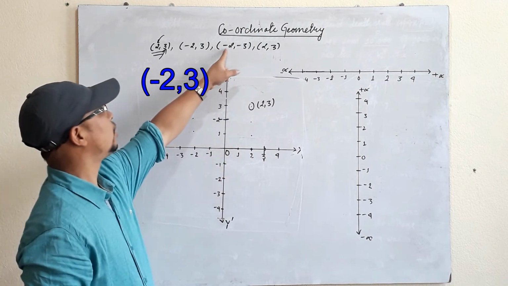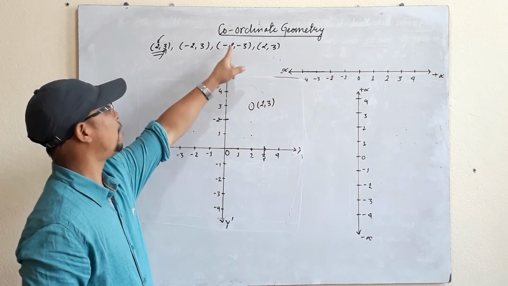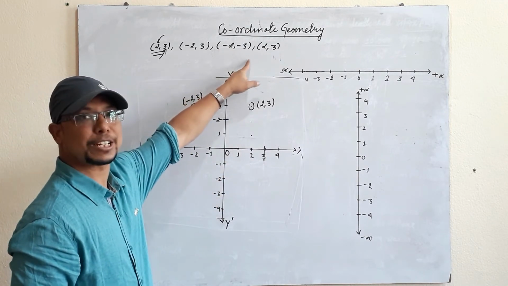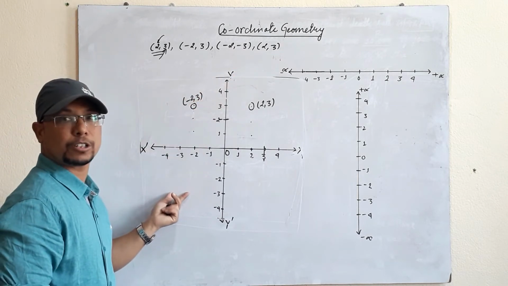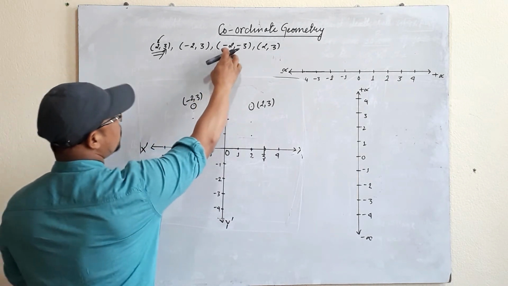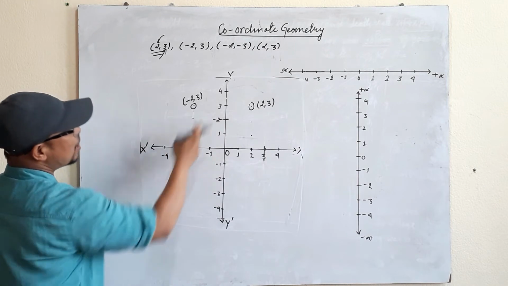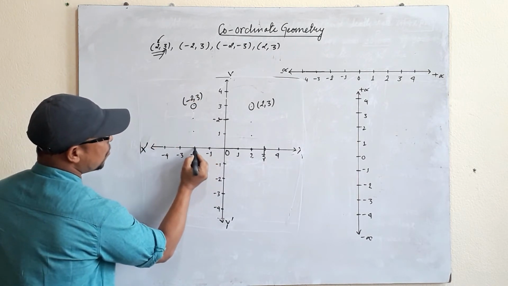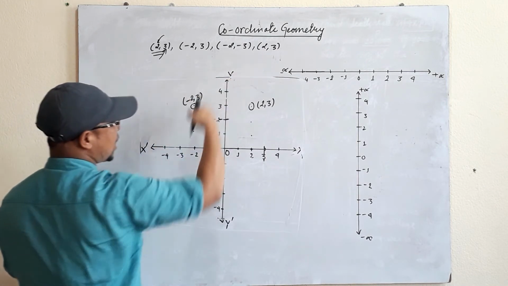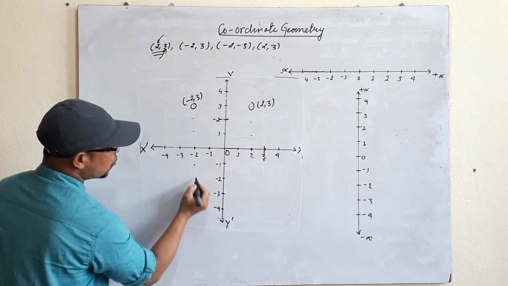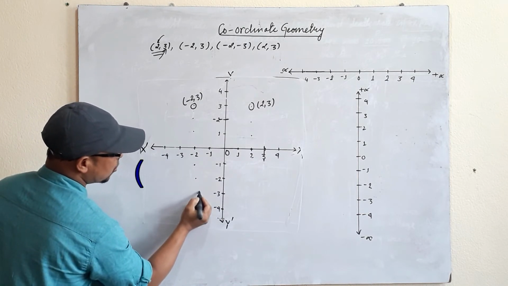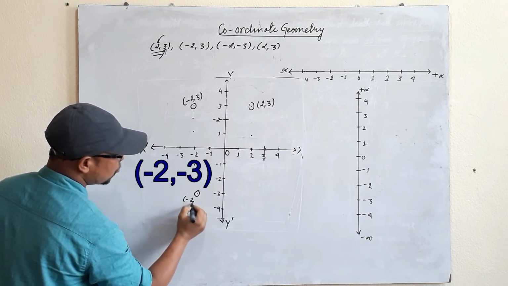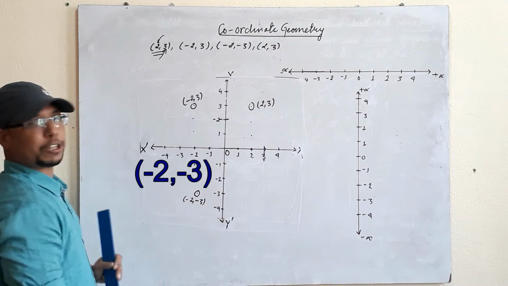Okay. Now see, this is (-2, -3). Here x is negative and y is negative, so of course it lies in the third quadrant. Minus 2 means you have to move on the left hand side by 2 units: minus 1, minus 2. And minus 3 means you have to move down: this is minus 1, minus 2, minus 3. This point is (-2, -3).